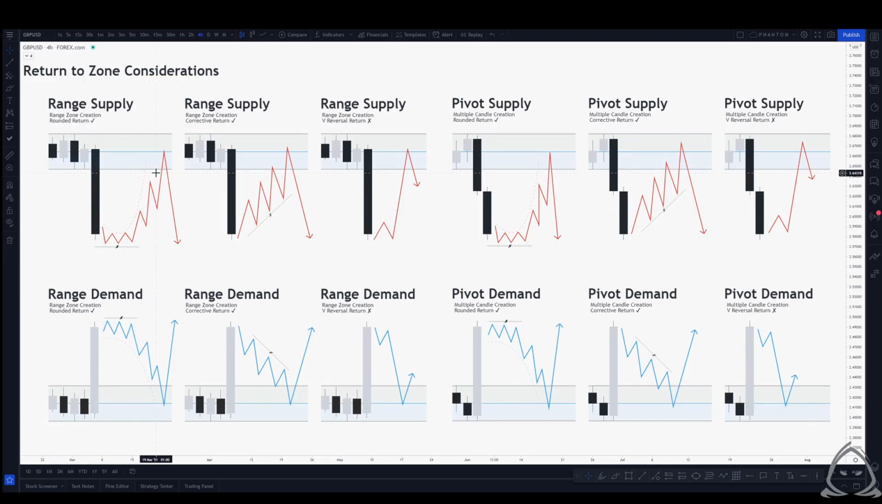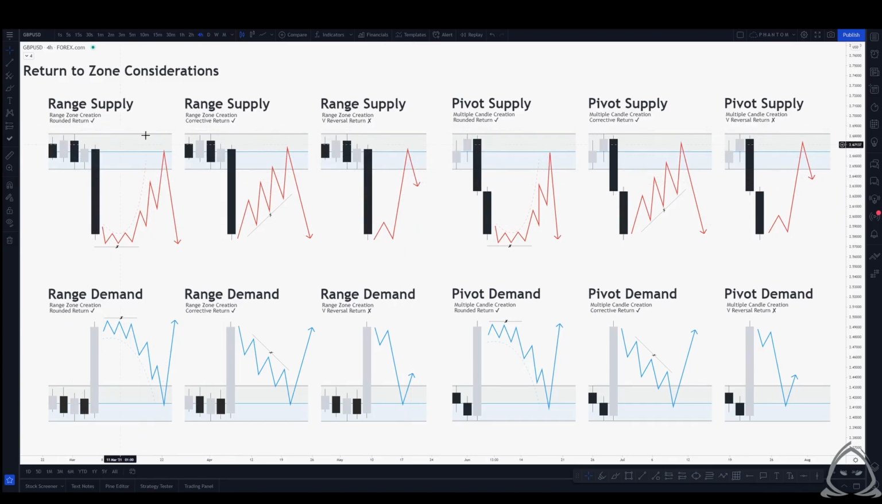Now the next step is seeing how price actually returns to that zone and what that means to me. There are 3 different ways that price is going to return to a potential supply or demand zone. We have a rounded return, a corrective return, or a V reversal return. Each one of them has their pros and their cons, and we'll go through those right now.